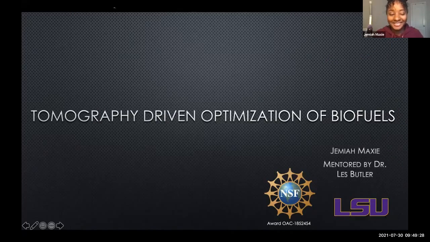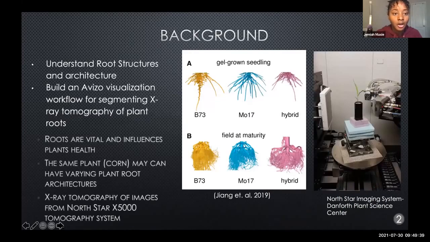So my project was tomography-driven optimization of biofuels, where I focused on using corn roots to learn more about plant root architecture and the root structures. Right here in this image, you can see corn with 3 different genotypes. There's the B73, MO17, and hybrid. It was grown both in gel in a lab and in the field.